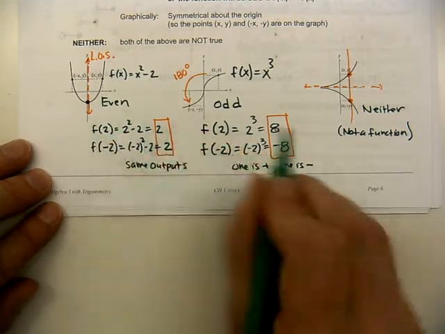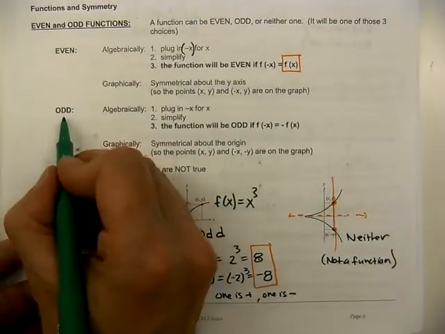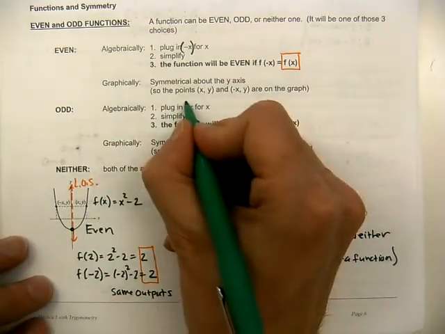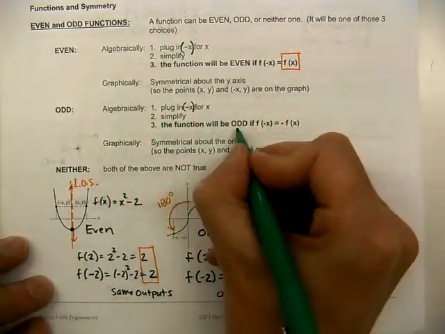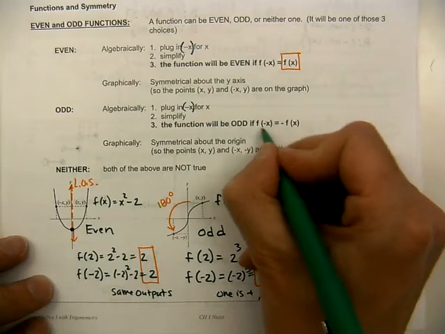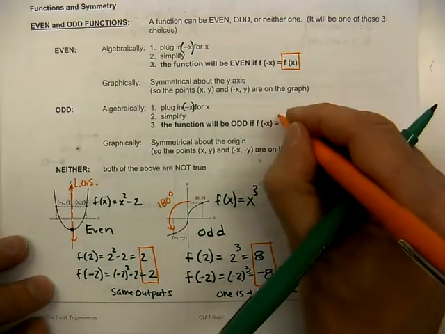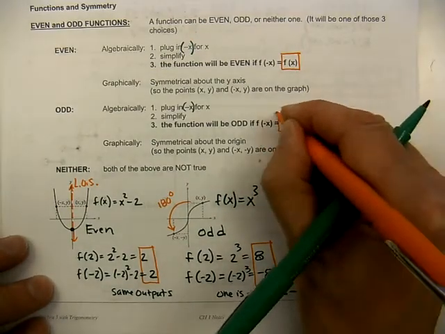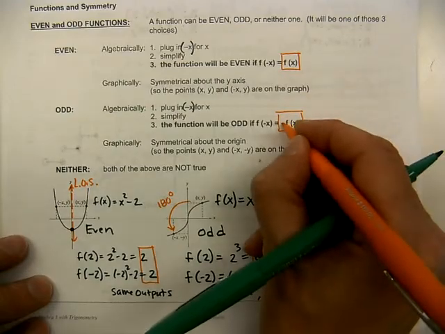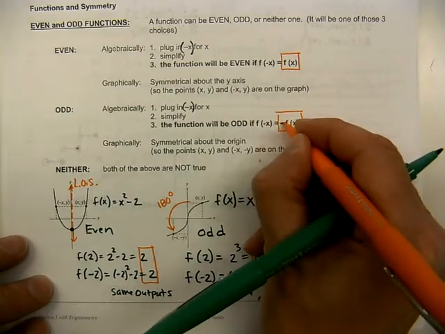That's the even pattern. Now, if it's an odd function, we're going to go through those same steps. We plug in the negative x, we simplify. The function will be odd if the result of that is, so take a look at this. You see that exact same function notation. So it's the same result, except there's a single negative in front.